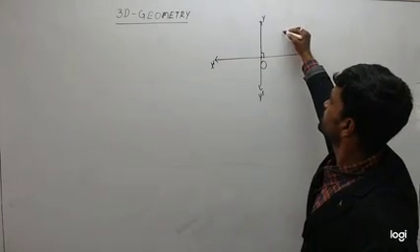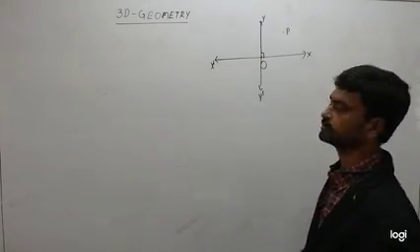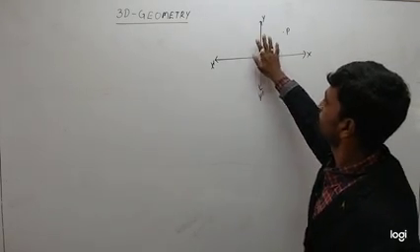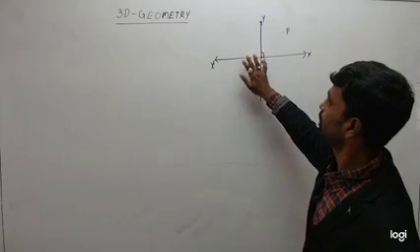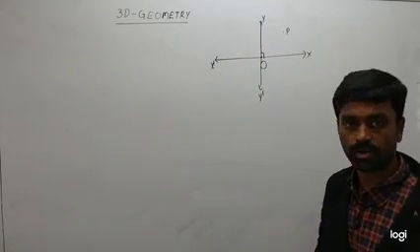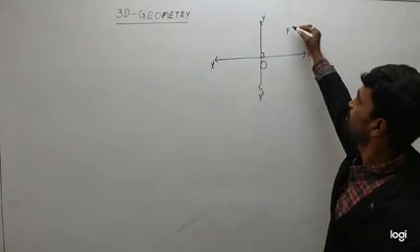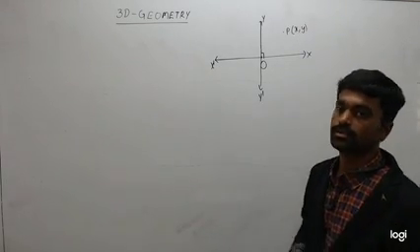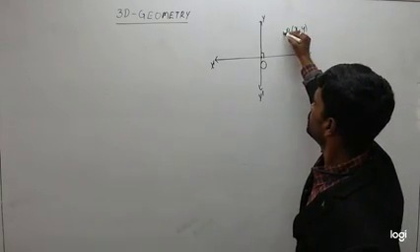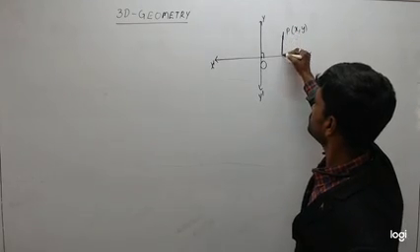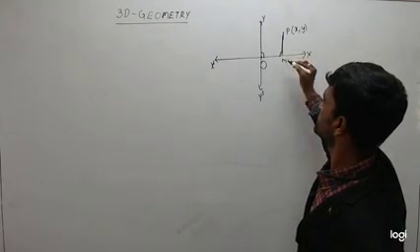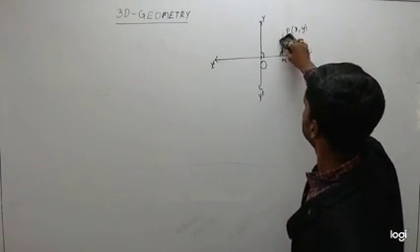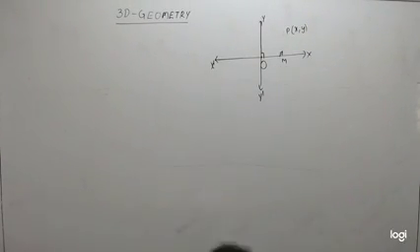Suppose you consider a point P here. If you observe, the x axis and y axis divide the plane into how many parts? Four parts. Each part is called a quadrant. So I'm taking a point P (x, y) in the first quadrant. From P you draw a perpendicular on the x-axis.